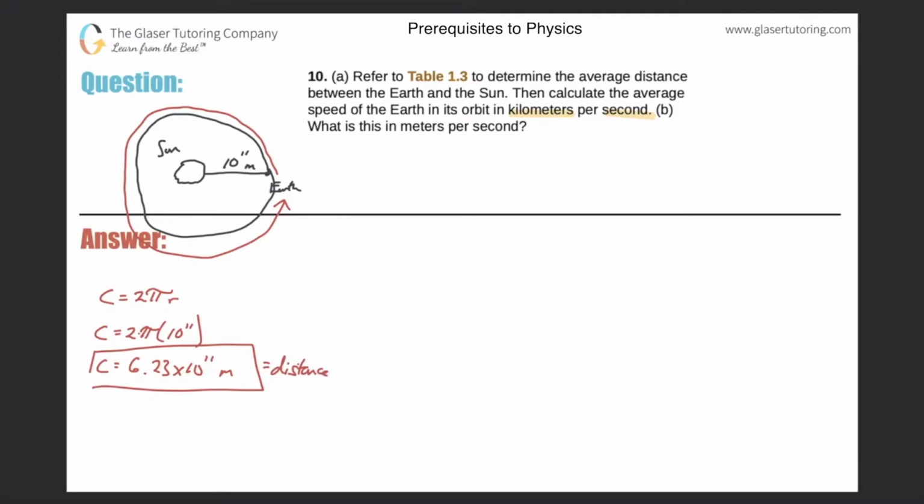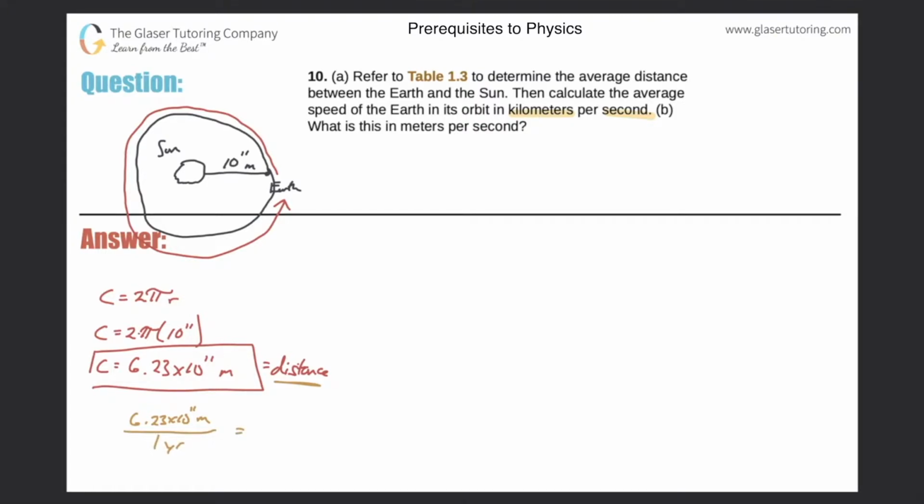Okay, great. Now, if I were to ask you, how long does it take the Earth to travel around the Sun? You say, oh, it takes a year. Okay, and that would be correct. So now what I can do is reformat this distance to really be a speed, right? By doing the following. I'm going to take the distance, 6.23 times 10 raised to the 11 meters, and I'm going to divide it by 1 year.